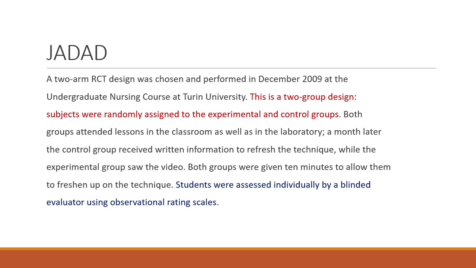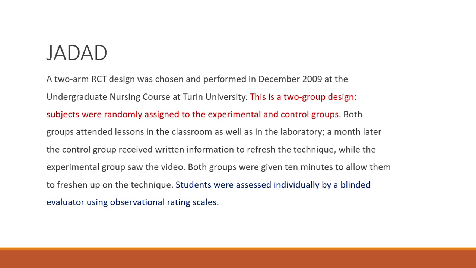Now, I'll give you an example. This is a 2-arm RCT that was performed somewhere in Turin University. It's a 2-group design. This is what the article says. Subjects were randomly assigned to the experimental and control groups. So for question number 1, the first part, you would say 1. Both groups attended lessons in the classroom. Well, that is okay.